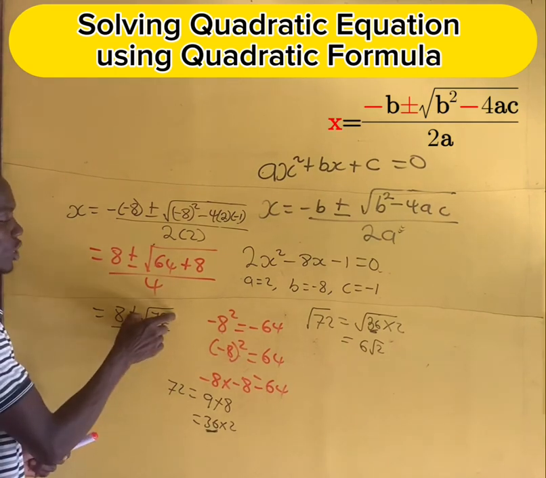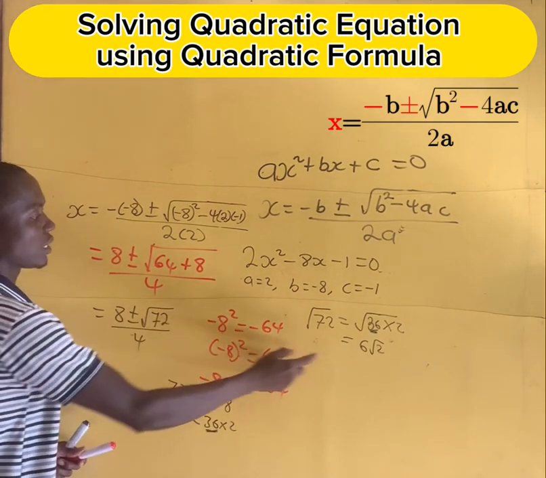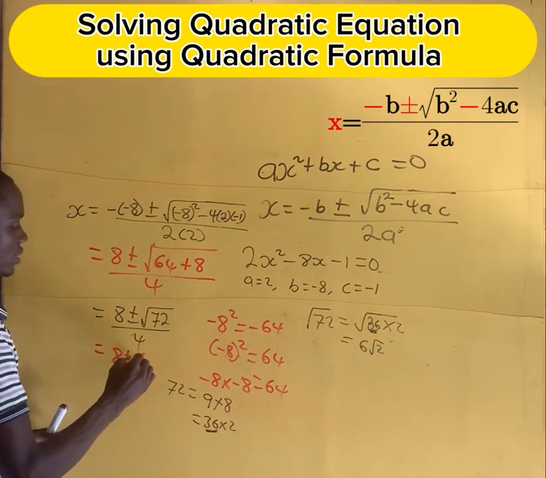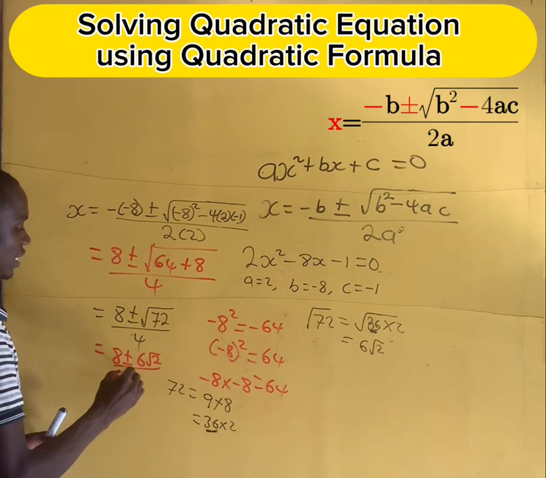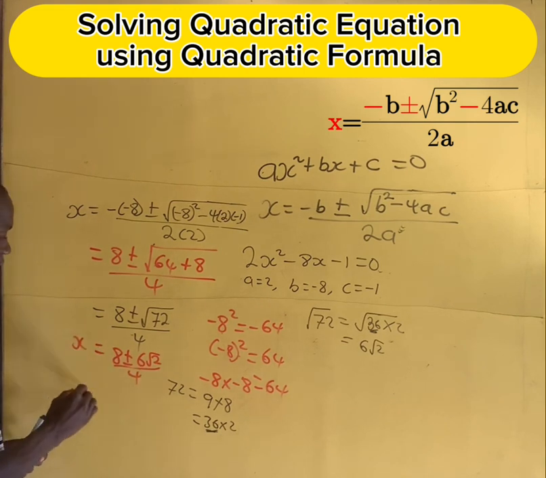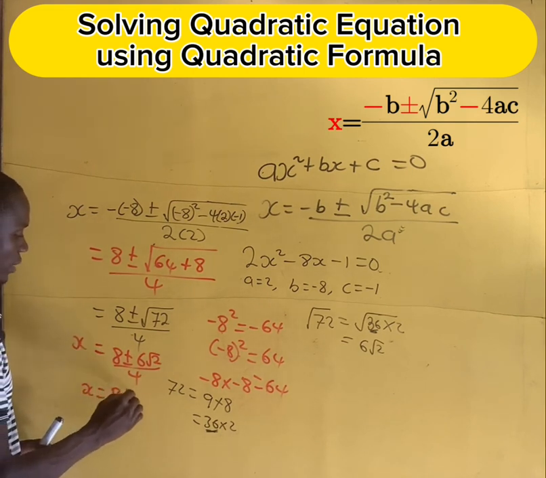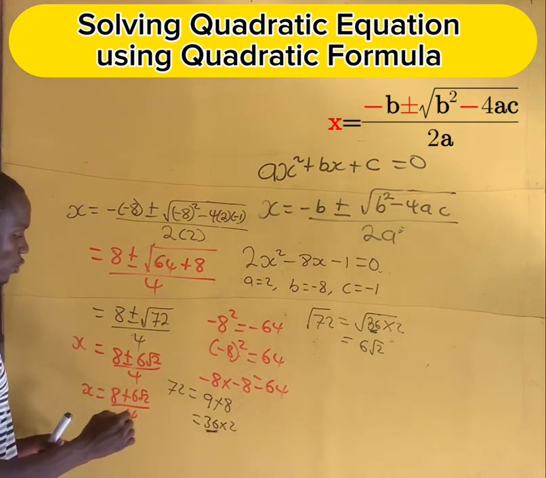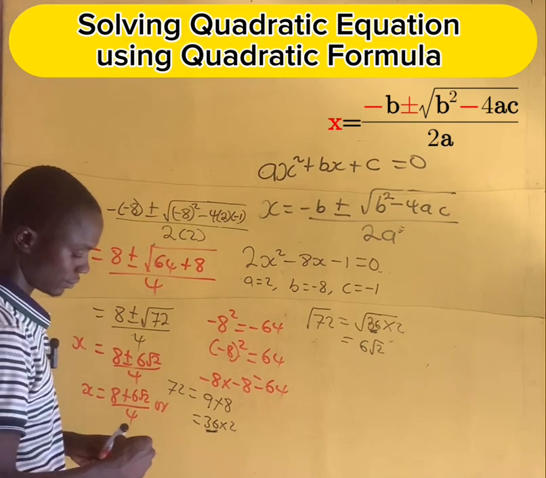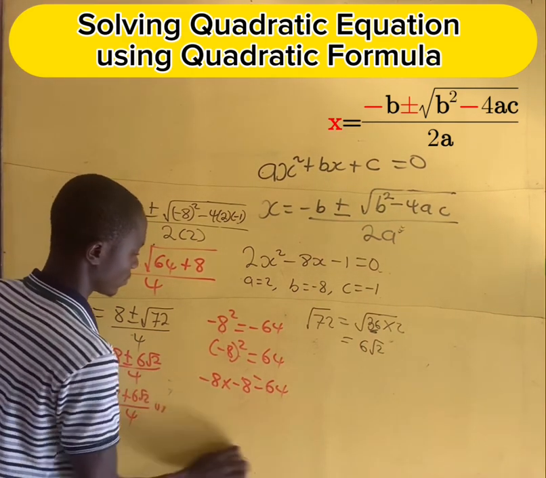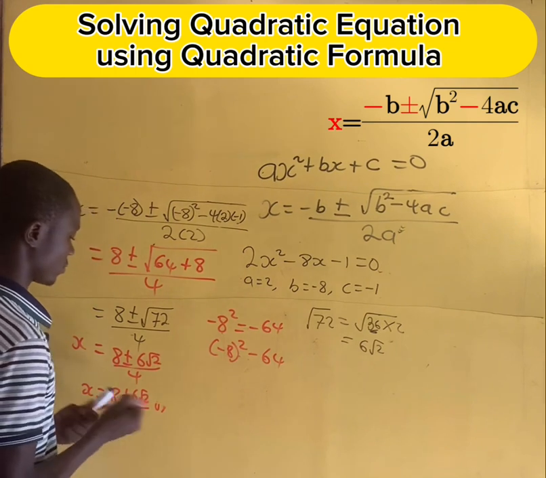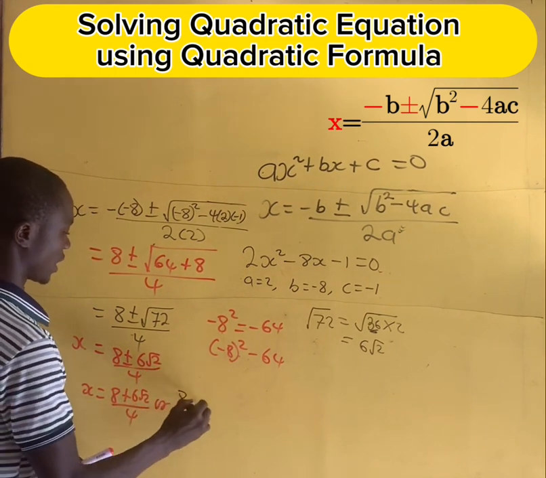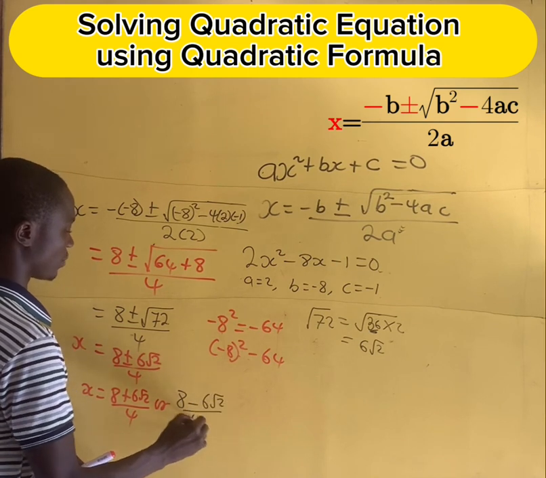Or you can use a calculator to punch this. If you're using the scientific one, this is what will come. So this will give us 8 plus or minus 6 root 2, divided by 4, equals x. So x will be equal to 8 plus 6 root 2 divided by 4, or 8 minus 6 root 2 divided by 4.